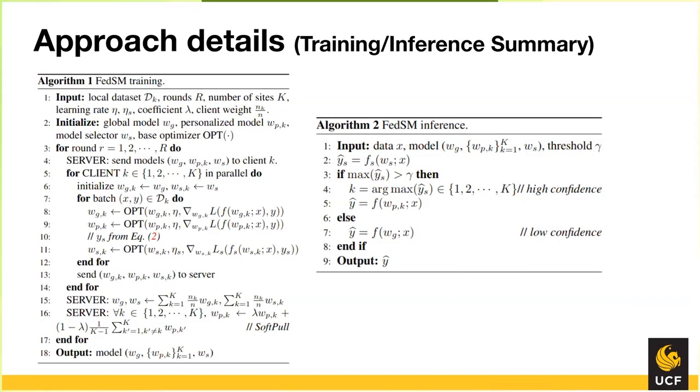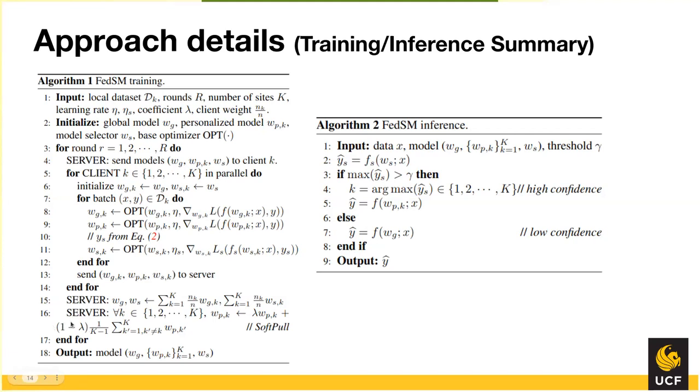So this algorithm, as you can see, is very similar to federated average. The key differences are the training of the personalized model, the model selector, and the addition of the soft pull term in the aggregation of personalized model K here on line 16. So we go through, train the global model, train the personalized model. This is on each client, and train the model selector. And then we aggregate those after.